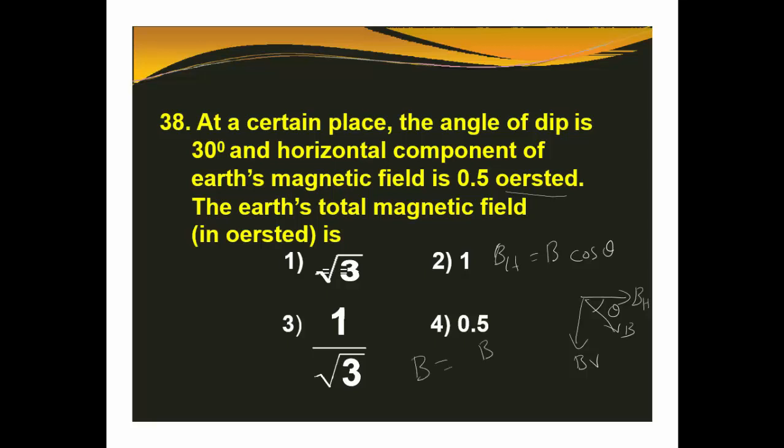B equal to what? BH by cos theta. BH is given 0.5, cos theta, cos 60. What is cos 60? It is root 3 by 2. So 0.5 divided by root 3 by 2. After doing calculations, we will get 1 by root 3. So option is 3. 1 by root 3. So next question.